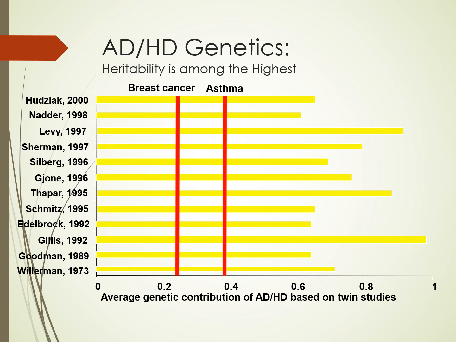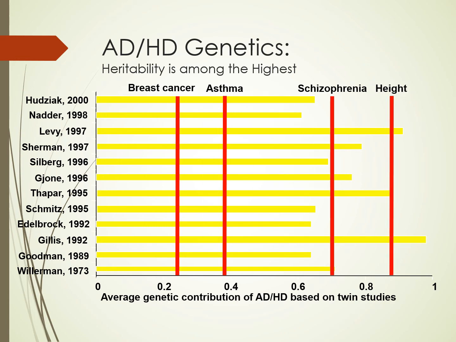Asthma, again, has some genetic influence, but environment is very important. Schizophrenia, we see that genetic predisposition is very important, but there's still an influence of environment. And height, of course, again, we see that genetic influence is very important, but there is an influence of environment. We're not going to see a 1.0 where this is completely genetic. As I said, almost every behavior, we see an influence of both heredity and environment.